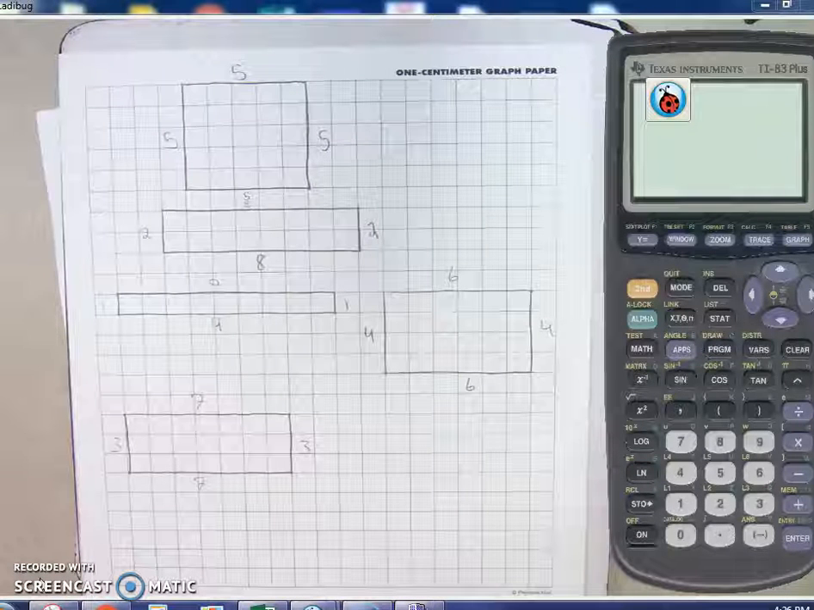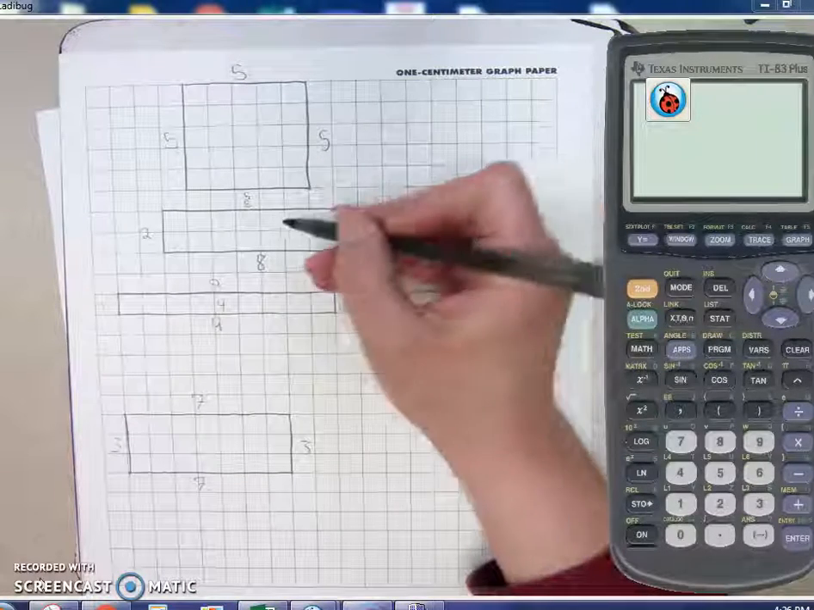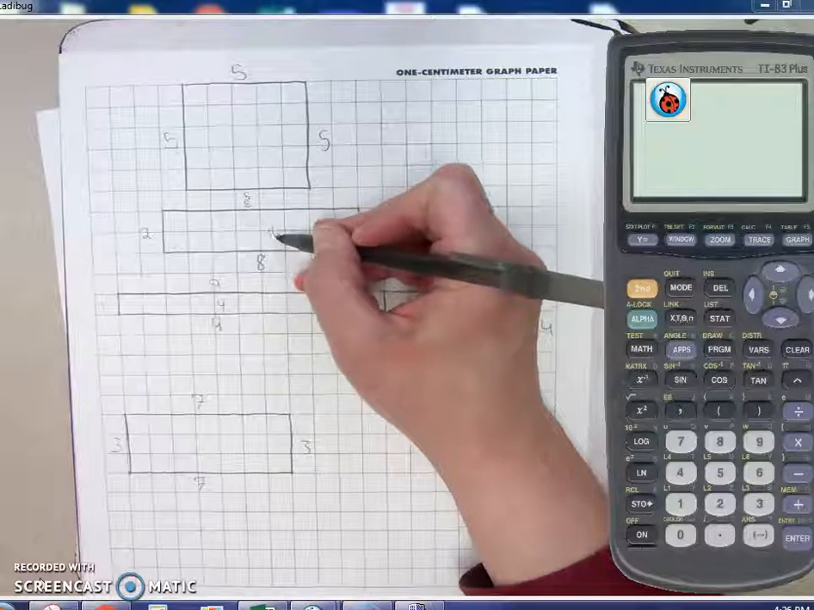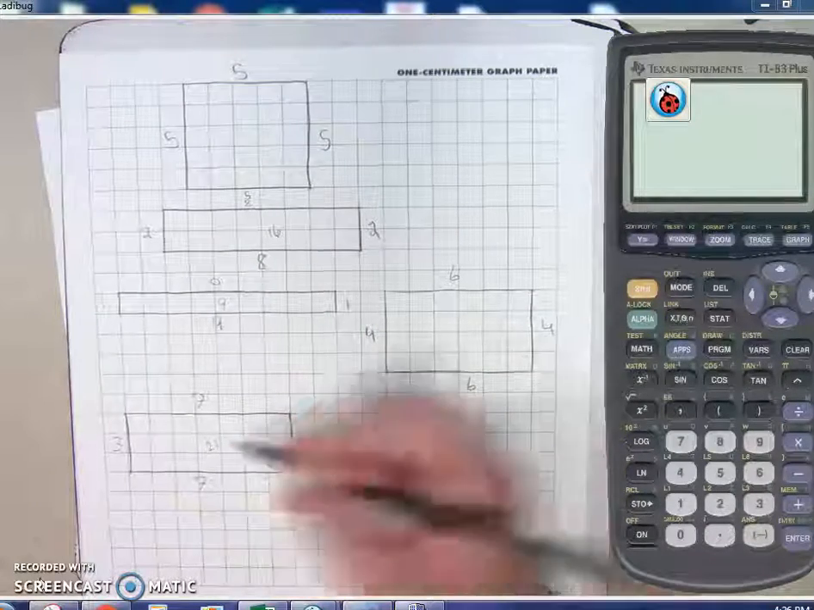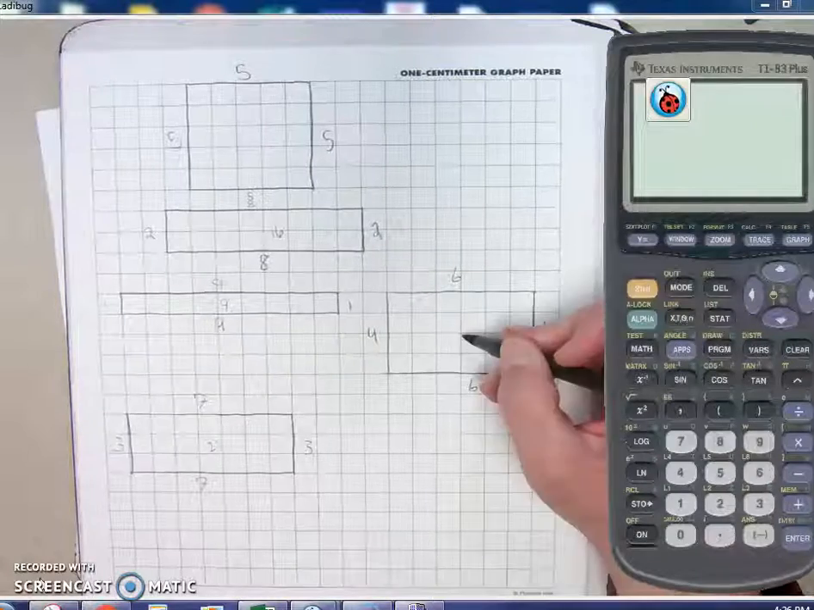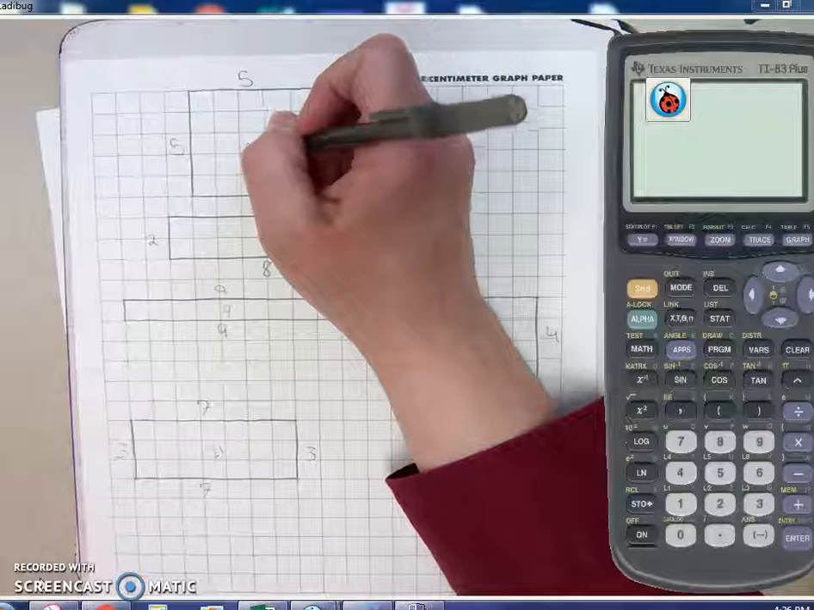So the area of a 1 by 9 would be 9. And then a 2 by 8, I'm sorry, would be 16. 3 by 7 would be 21. 4 by 6 would be 24. And a 5 by 5 would be 25.